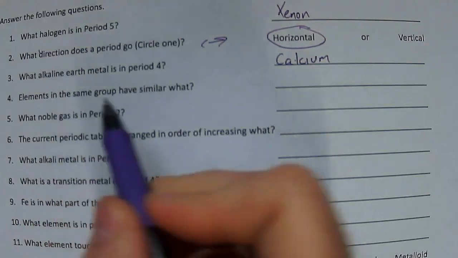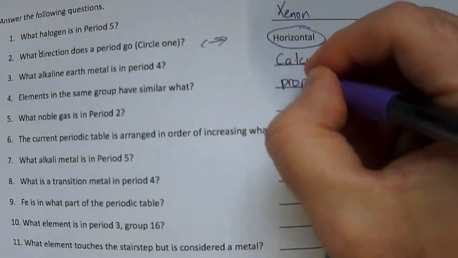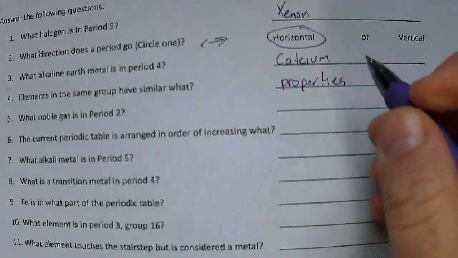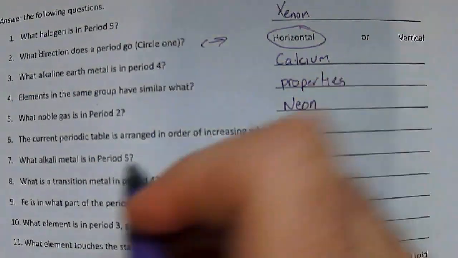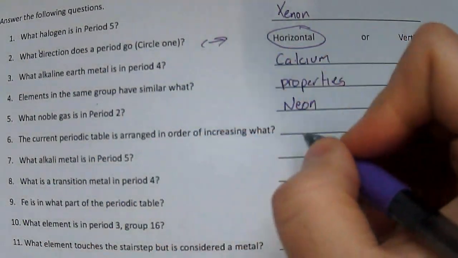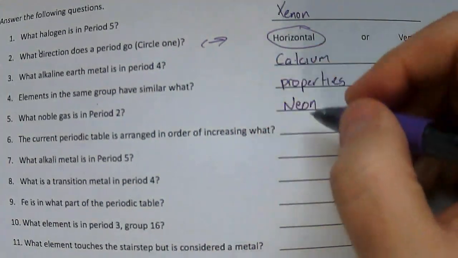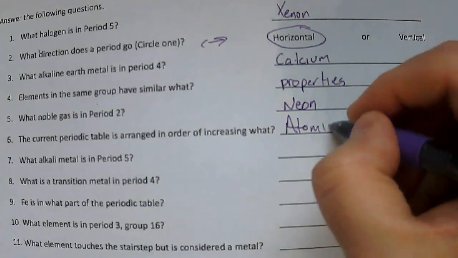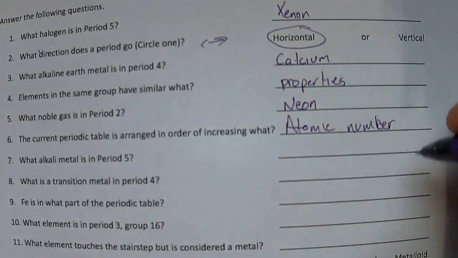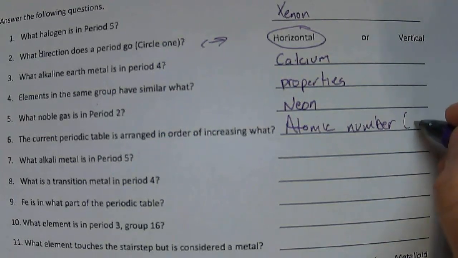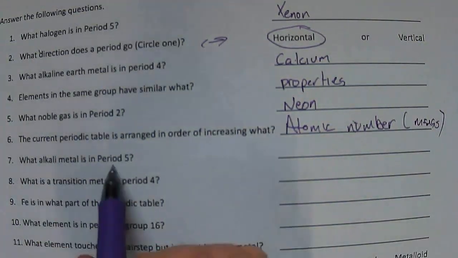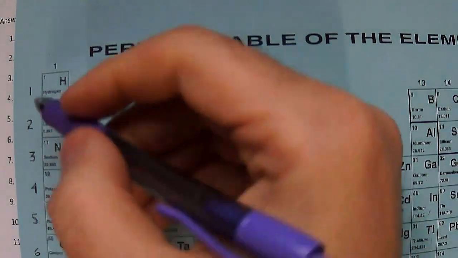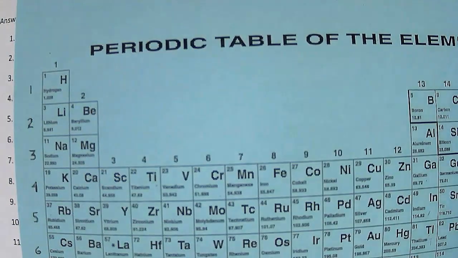Okay, elements in the same group have similar properties. That's the periodic law. Thank you, Mendeleev. Okay, what noble gas is in period 2? That's going to be neon. The current periodic table is arranged in order of increasing what? This is increasing atomic number. Originally, this was by mass. Mendeleev did it by mass, but Moseley changed it to atomic number. Okay. What alkali metal is in period 5? So again, 1, 2, 3, 4, 5. We have rubidium.